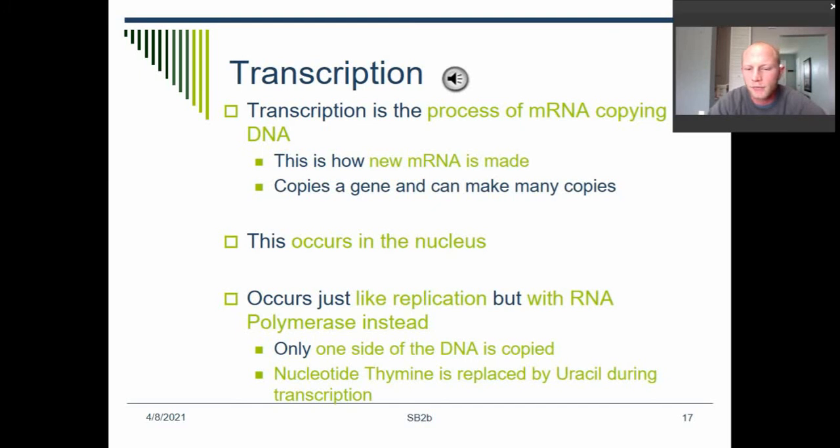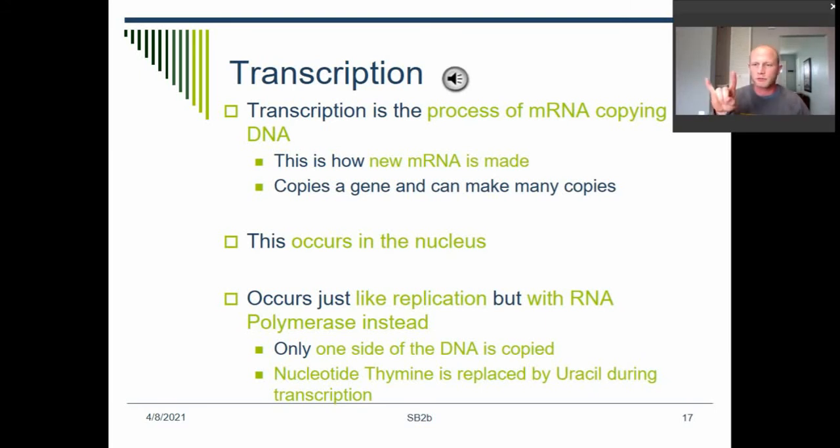So only one side of the DNA is copied, and then the nucleotides. We know that DNA is composed of 4 different nucleotides, right? We have adenine, thymine, guanine, and cytosine. However, in the process of transcription here, thymine is no longer with us. Thymine gets kicked out and is replaced by another nucleotide that we call uracil. So nucleotide thymine is replaced by uracil during transcription. When we look at our single strand of mRNA, we won't see any T's or thymines on there. Instead, we'll see uracils. So DNA has thymine, and mRNA has uracil.